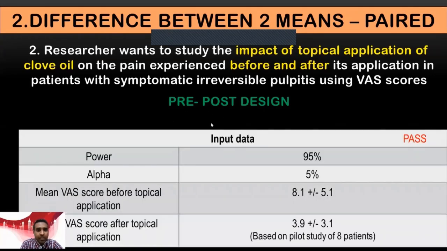What are the input data needed? Power 95%, alpha 5%, mean VAS score before the topical application is 8.1, and after topical application is 3.9. So the pulpitis pain is 8.1, and after application of clove oil, the pain is reduced to 3.9. This data is based upon the pilot study conducted among 8 patients. So the mean difference between 8.1 and 3.9 is 4.2, and the common or pooled standard deviation for 5.1 and 3.1 is approximately 4.